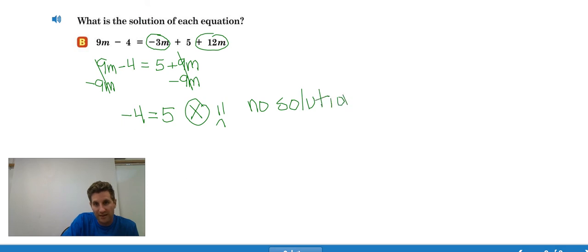So we can get a solution where it is one solution, like our first problem today. We can get infinite solutions, like our second problem, and then we can get no solutions, like our third problem.